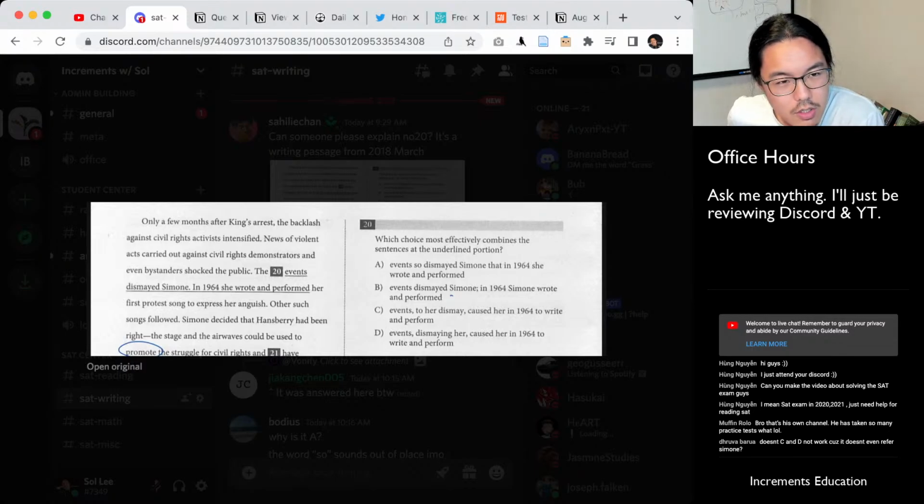Okay, there's a couple of things that are really strange about this sentence. The first thing is, "to her dismay caused her" makes it sound like she didn't want to be caused to write and perform. But that's weird, because that's her choice. She's not regrettably caused to write and perform. So logically, those words don't work together.